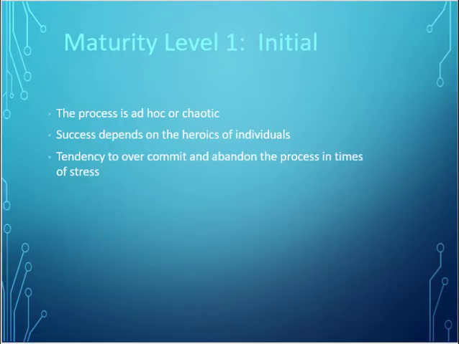So CMM level 1 is called initial. And essentially at this point, the process is ad hoc or chaotic. And the success of the project depends on the heroics of individuals on the team. And the team has a tendency to overcommit what they think they can get done. And when things get hard, they abandon their process altogether.